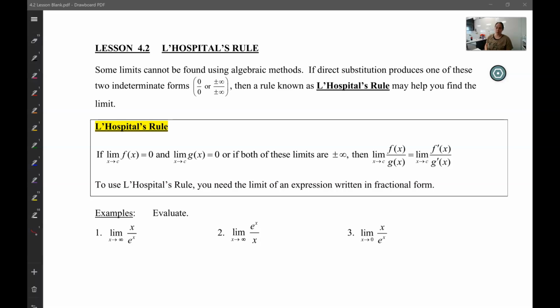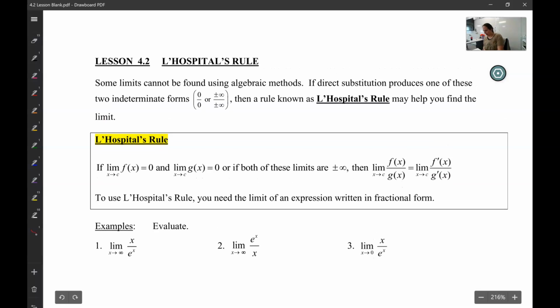Welcome to lesson 4.2, where we're going to talk about L'Hopital's rule. Now, we're going to do a little bit of a flashback to when we did limits. Do you guys remember back when we'd do a limit like this, and we'd have something like that, and we'd plug the limit in, direct substitution.